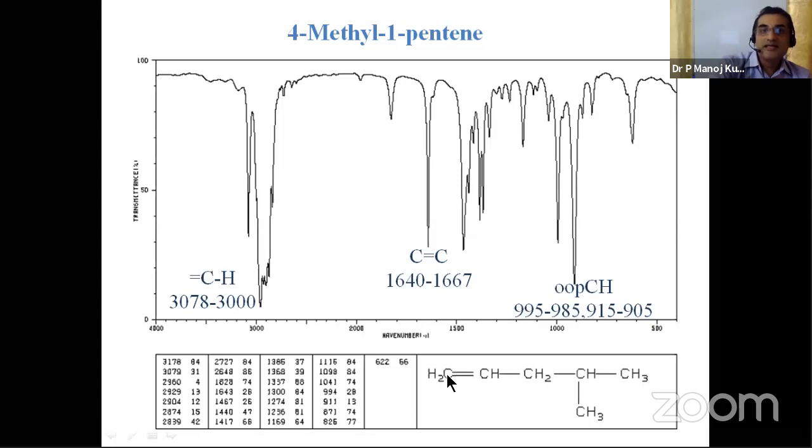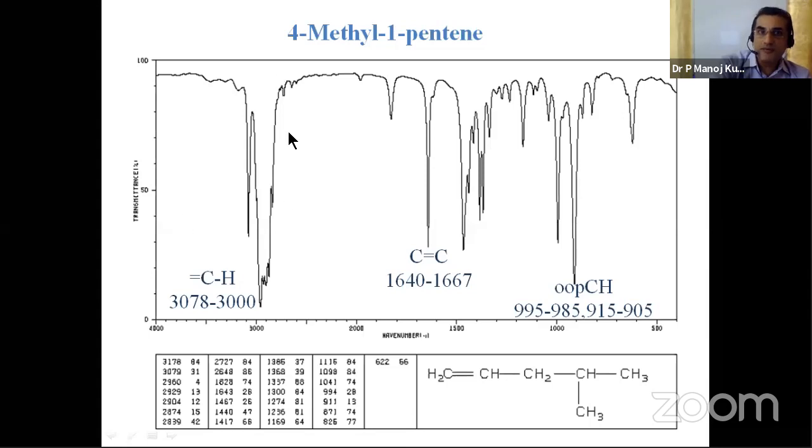Then similarly, CH of an alkene will show above 3000. You are getting this peak above 3000. But in this case, you are getting even below 3000 also. Why are you getting below 3000? Because there are CH3, CH2, saturated alkyl groups also there. That is why you are getting a band even below 3000.